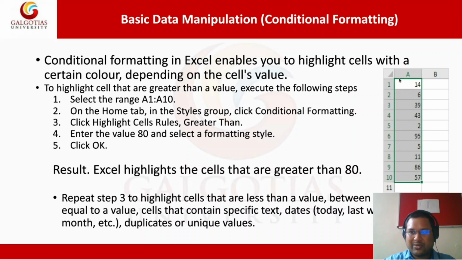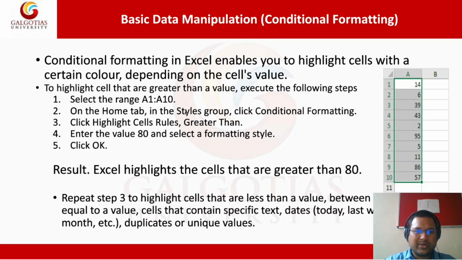First, you need to select this data. This is A1 colon A10. Why A1 colon A10? Because the column name is A and we want the first row to the 10th row. A1 means 14, A2 means 6, A3 means 39, A10 means 57. So from A1 to A10, first you select this range.